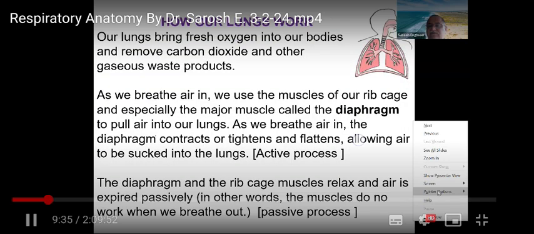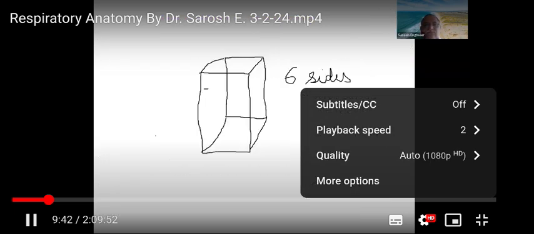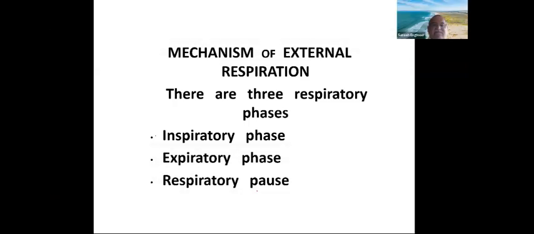And then breathing out is a passive process. And we'll see what I mean by this very clearly. So there are three phases of breathing. One is called the inspiratory phase, one is called the expiratory phase, and one is a respiratory pause in between. So actually the respiratory pause should come in between these two.